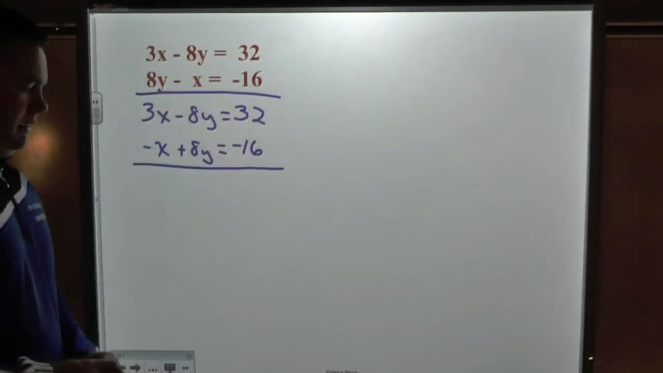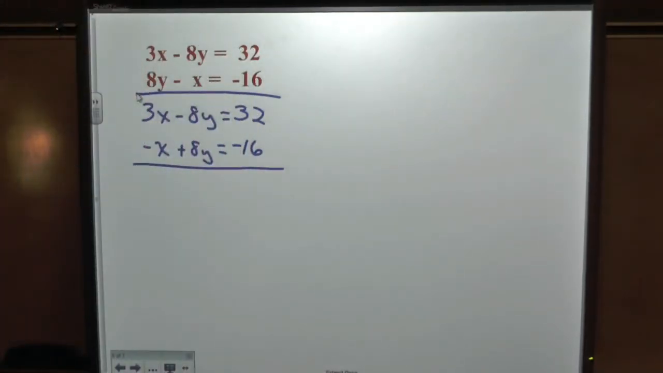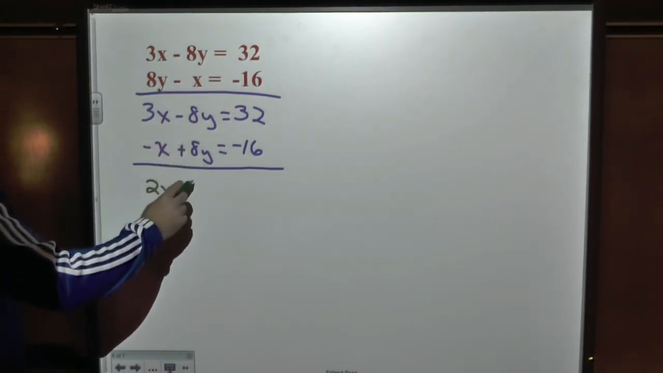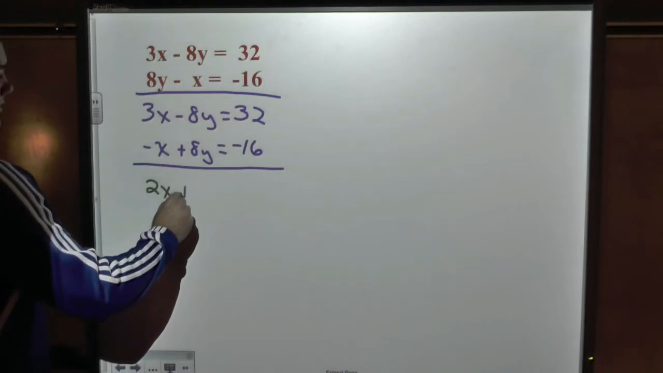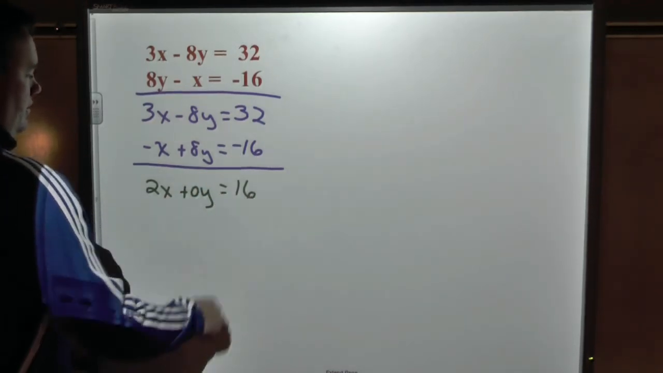Then I'll draw my line. I do that especially for what you guys are going to do on the next two lessons. All right. And you'll see that you're going to do that quite a bit on those anyway. So just get in the habit of doing that. Now, as you look, they're in standard form, so we're going to add straight down. 3x and a negative x is 2x. Negative 8 plus 8 gives you 0, so we get 0y. And 32 minus 16 is 16.